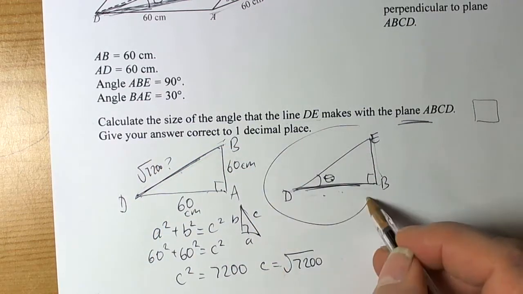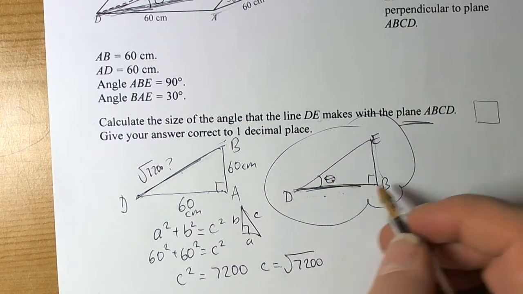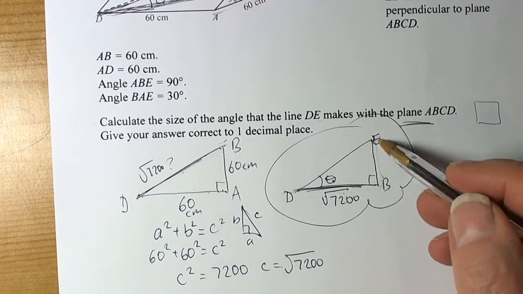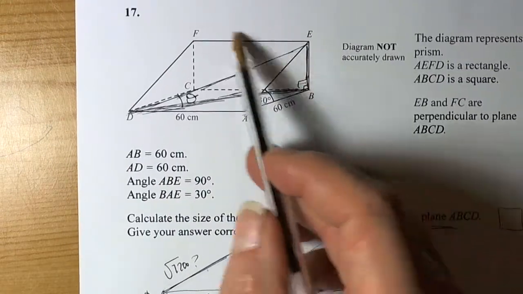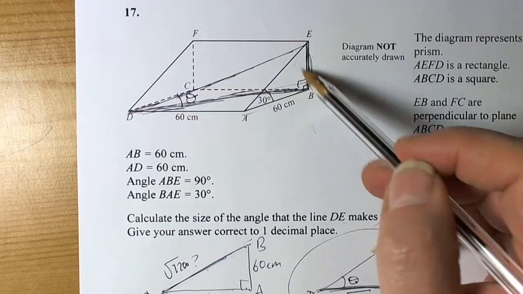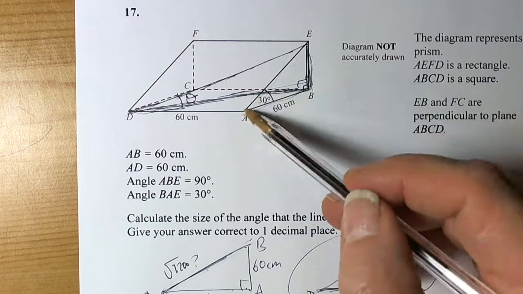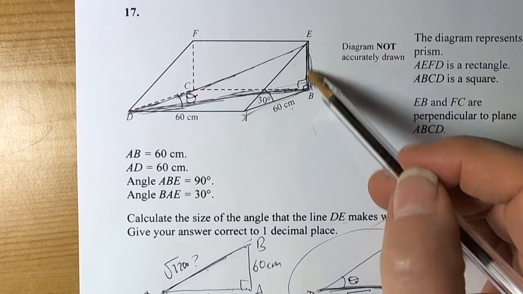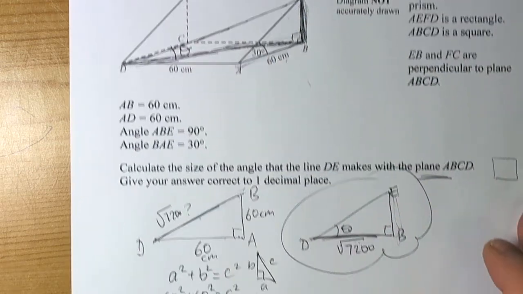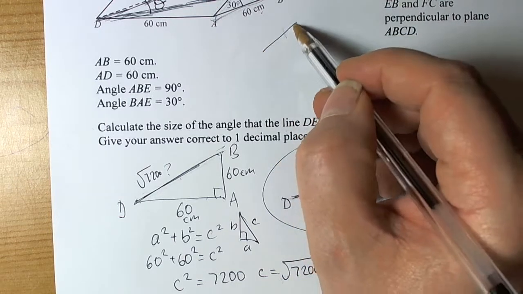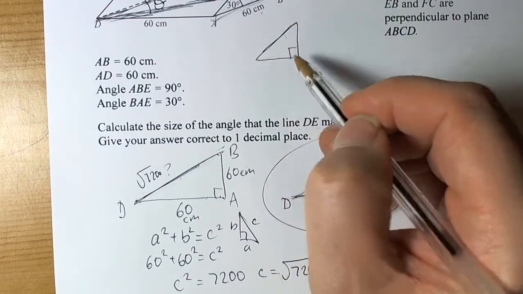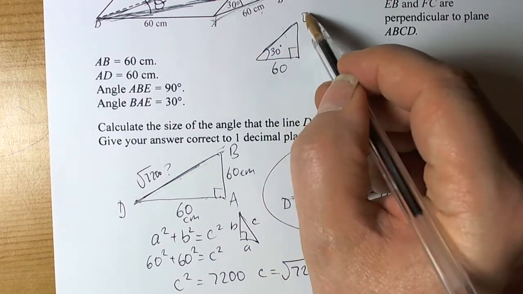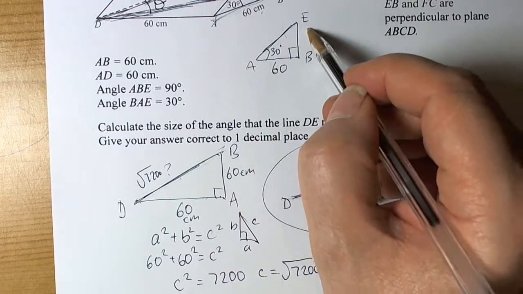So we can now add it on to the picture that we're going to use to work out our actual theta. So we know that's the square root of 7,200. We need to find the length of EB, so we go back to the original picture. EB is here, and we can see if we look on the side of this prism that we've got another triangle that's right angled with an angle and a length, so we could use trigonometry now to work out the length of BE. So if we sketch that triangle sideways, flat on, so we can see the information more clearly. So we've got 60, 30 degrees, and that's E, B and A, and we want to know that length there.